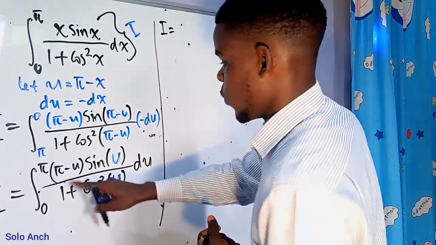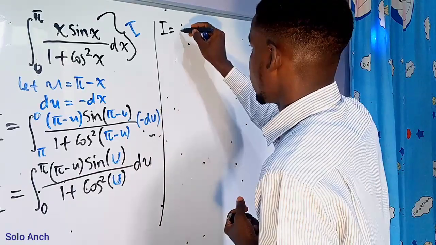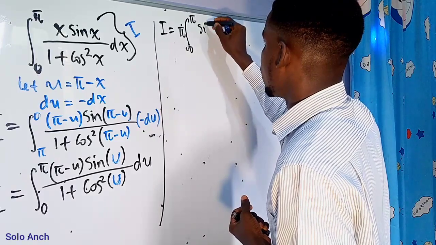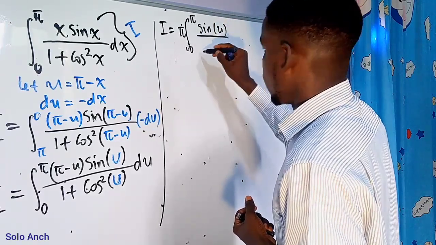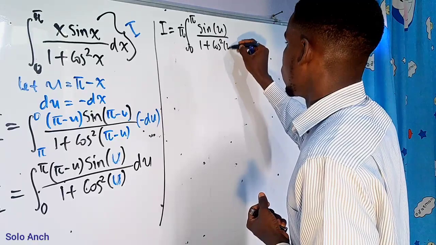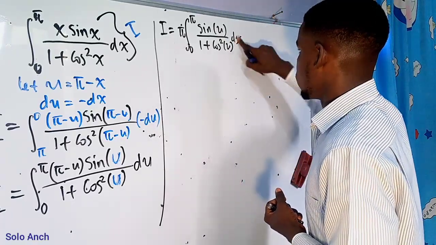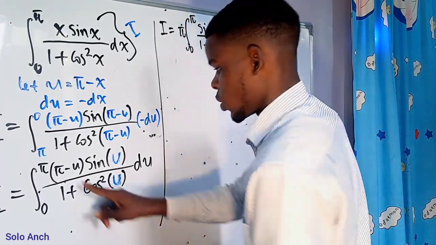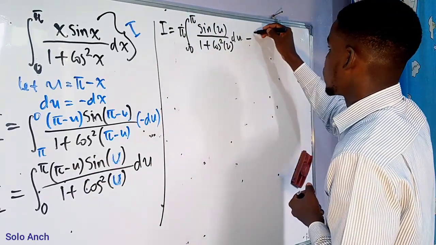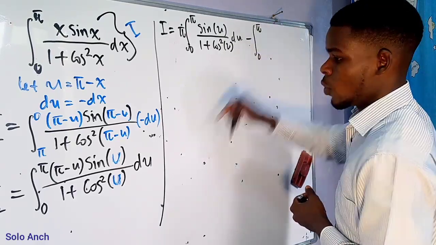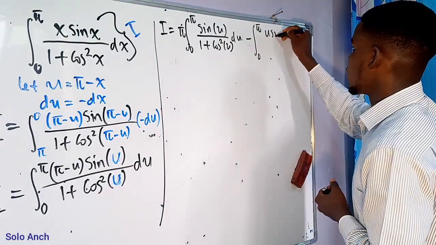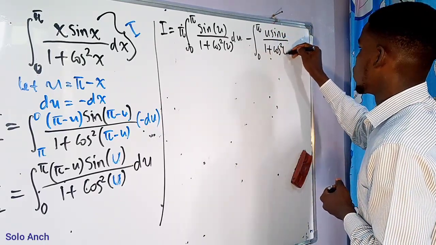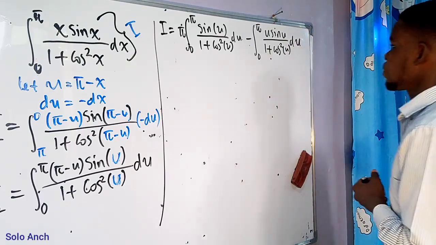I will become, well, when we split this, we're going to have pi times this, right? So maybe I can put the pi outside. We have the integral from 0 up to pi of sine of u, divided by 1 plus the square of cosine of u, and then du. And then, by splitting, we're going to subtract the integral of this. That will become minus the integral from 0 up to pi of u times that, right? That will be u times the sine of u, divided by 1 plus the square of cosine of u. And we put the du over here.